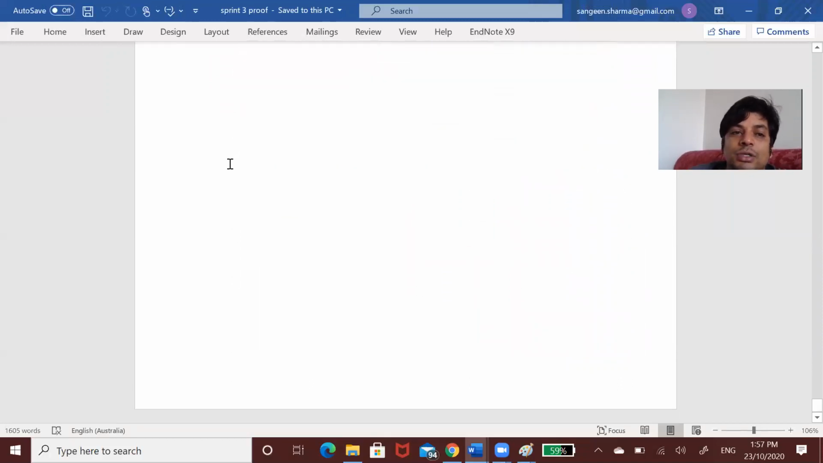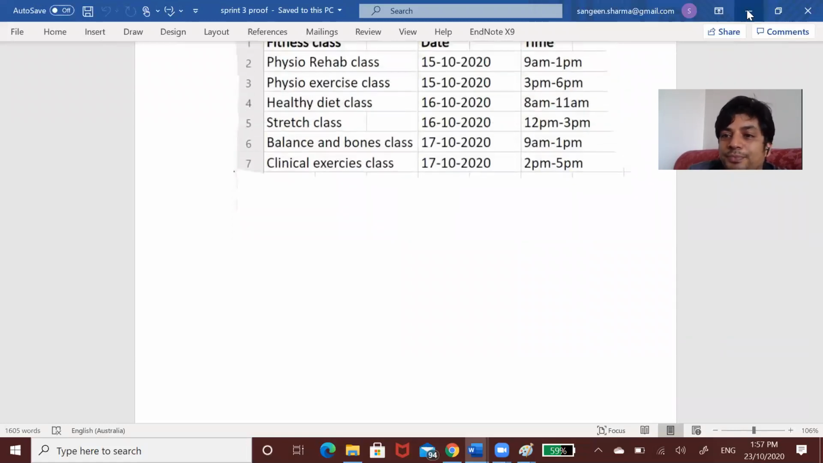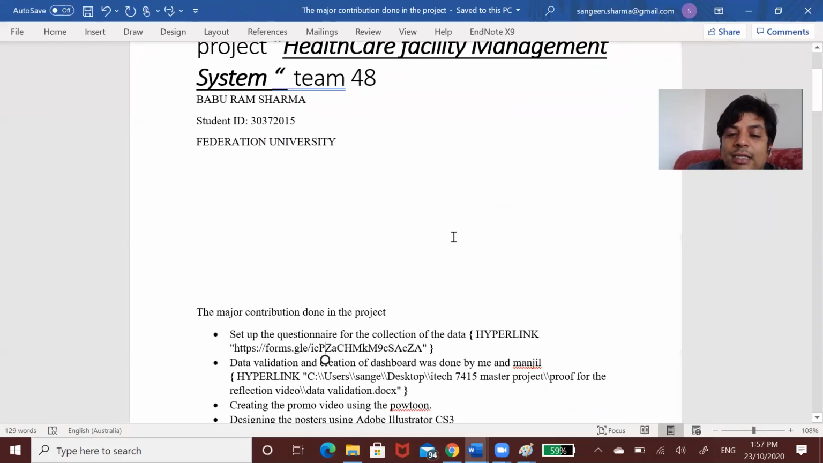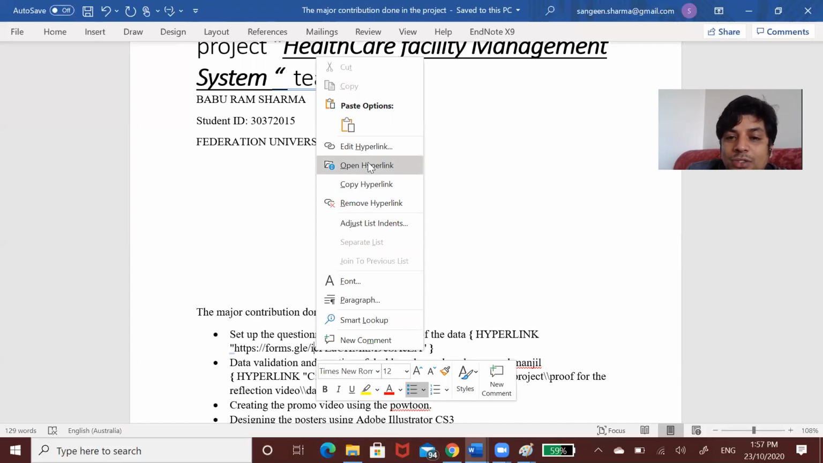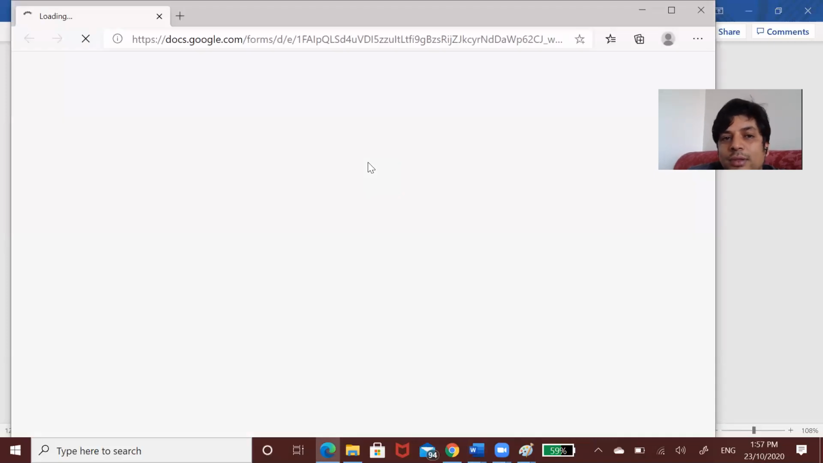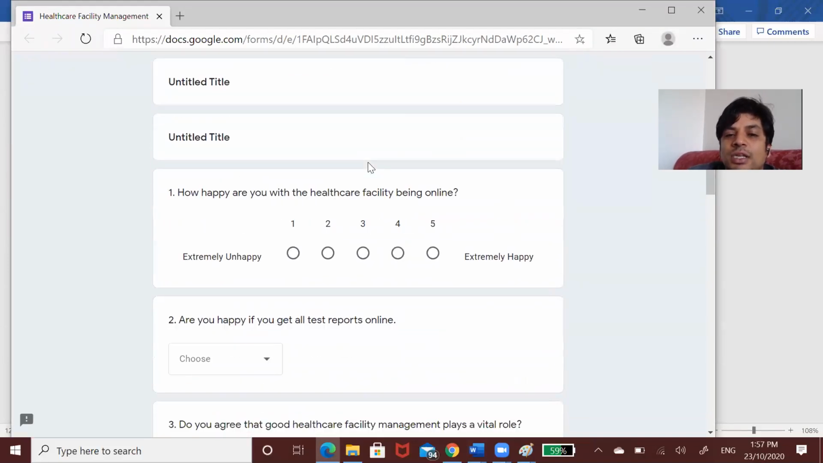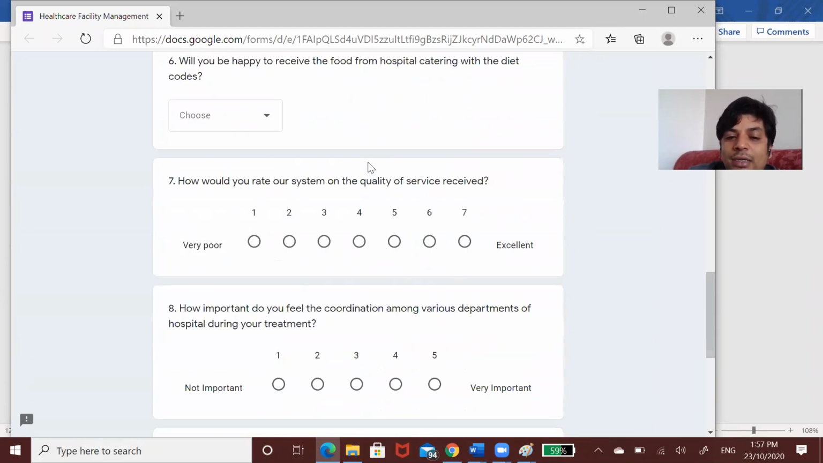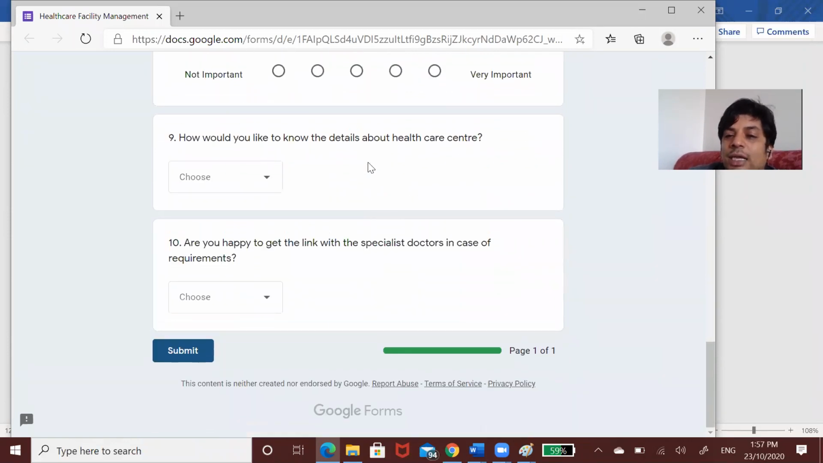These were done in sprint 3. And the major contribution that I did in the project, as I have already shown, is that I made the questionnaire. This is the sample questionnaire I already showed you. This is the questionnaire, or we can say the research question, that we made to collect and analyze the data.